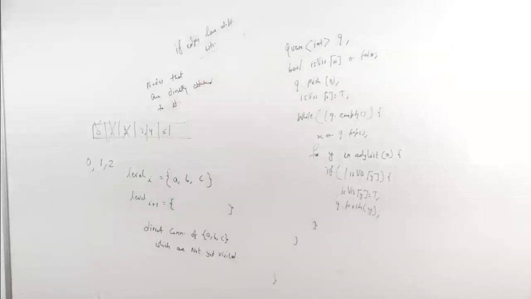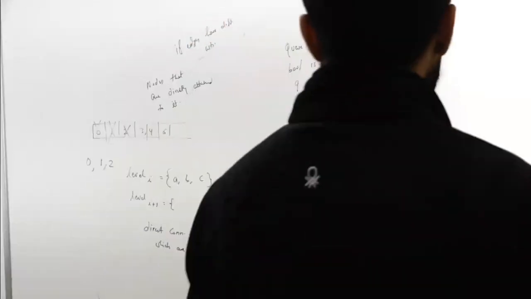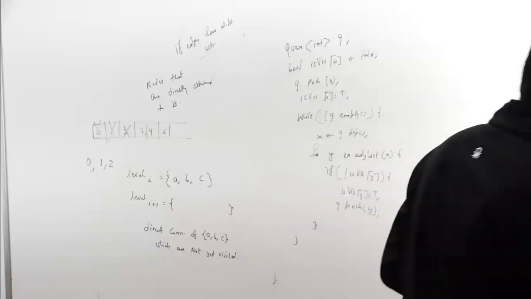Okay, what will be the time complexity of it? Will it continue to be order V plus E, or will it be something different? So it will continue to be the same, right? You can apply the same logic that we applied in DFS.